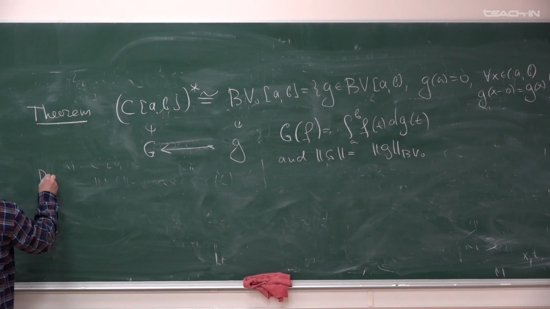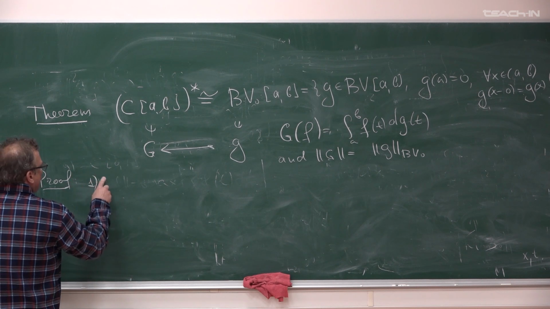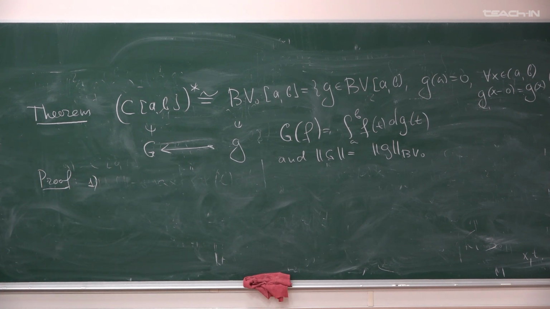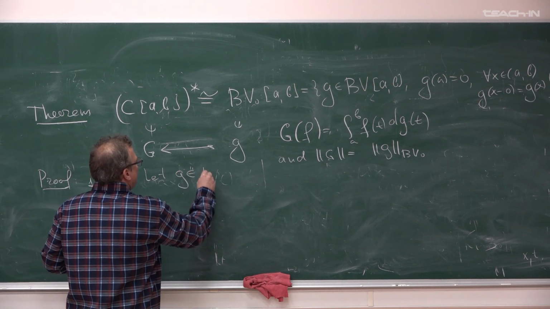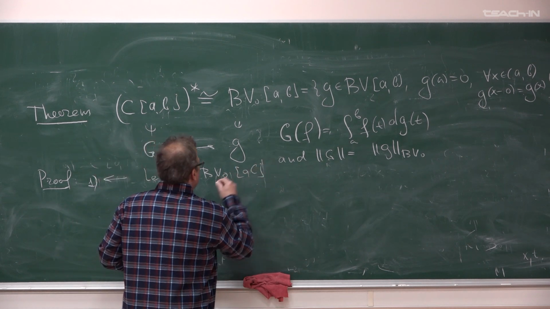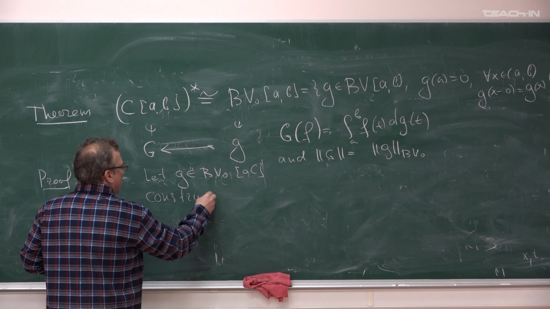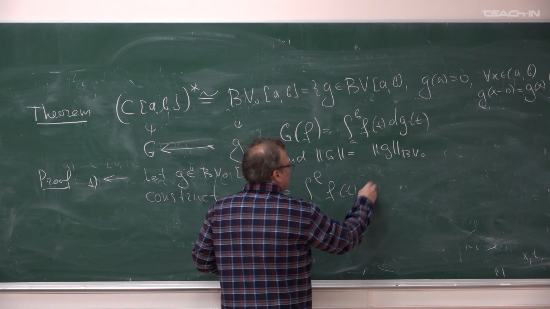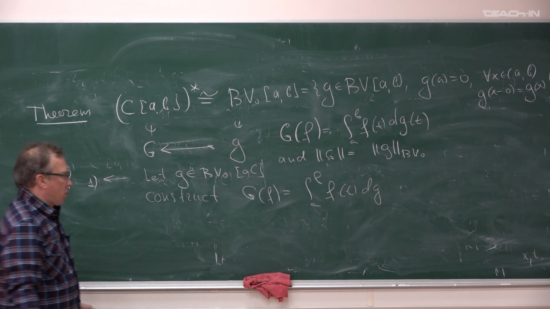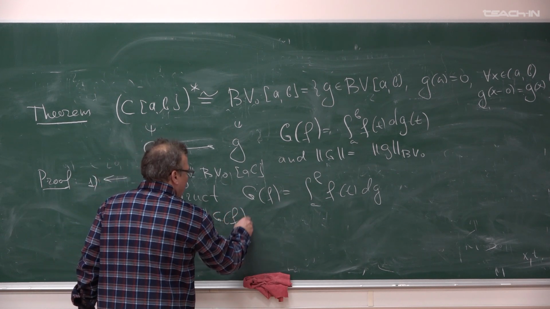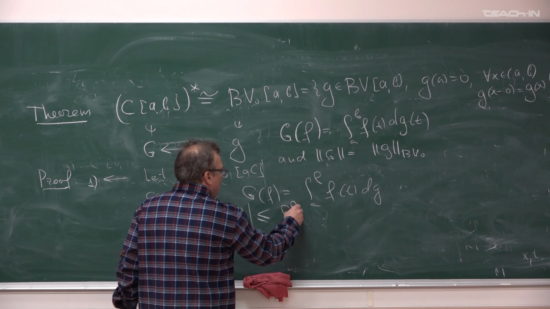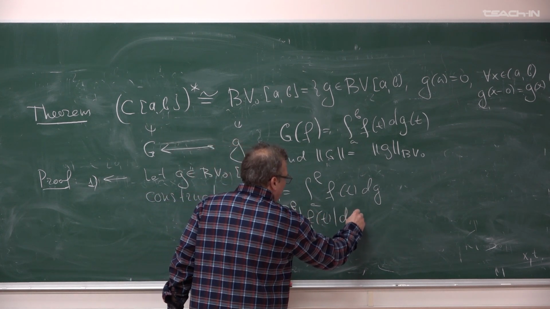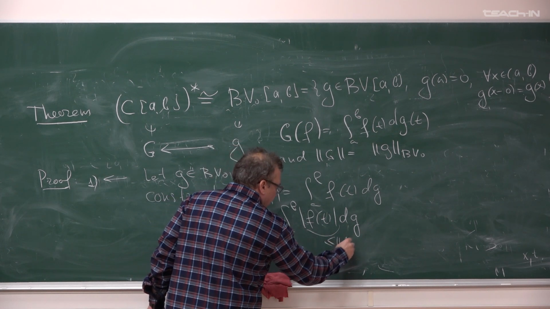So let's prove it. Just two steps. First step, this direction. Let G be from BV0[A,B]. Construct F_G just as the theorem says, the Riemann-Stieltjes integral. And try to find the estimates. It is just less than the norm of F.